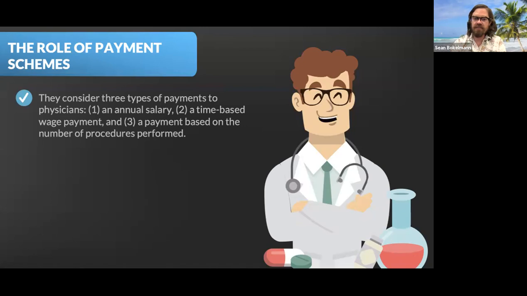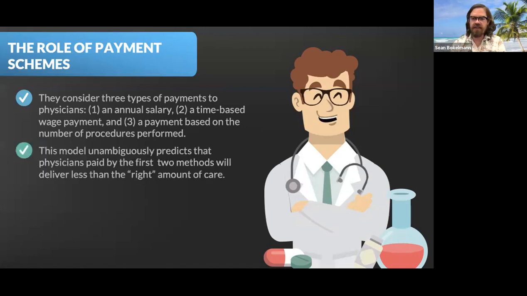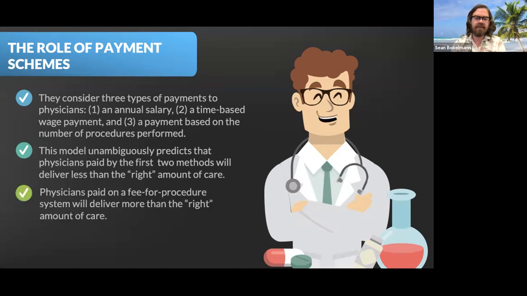And they looked at how these different payment schemes affected behavior in their model. And their model had unambiguous predictions. It predicted that the physicians paid by annual salary and time-based wage would deliver less than the right amount of care. They would under provide. But the physicians paid on a fee for procedure basis actually deliver more than the appropriate amount of care, which kind of makes sense, right? If I'm only getting paid when I perform a procedure, I want to perform more procedures, right?